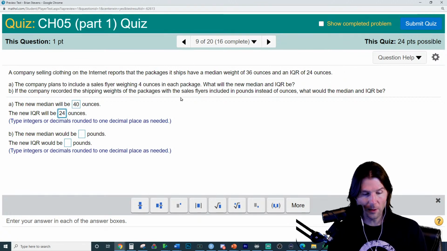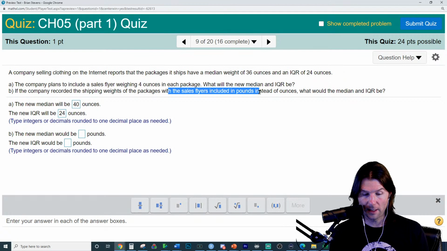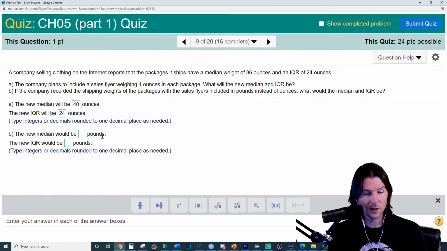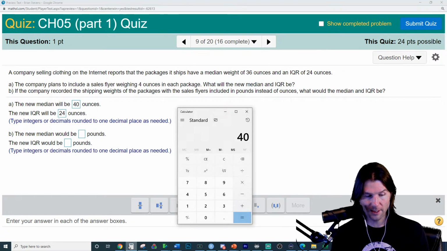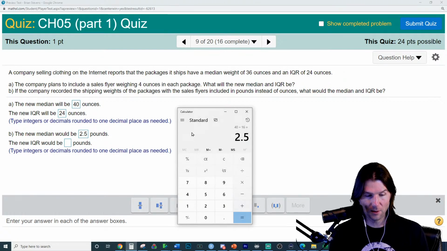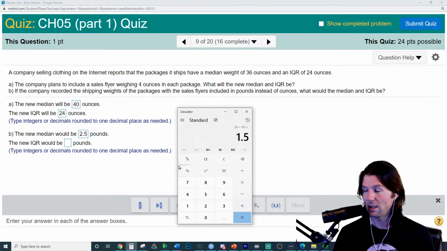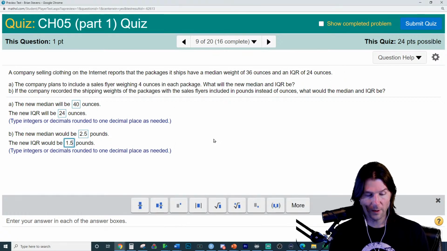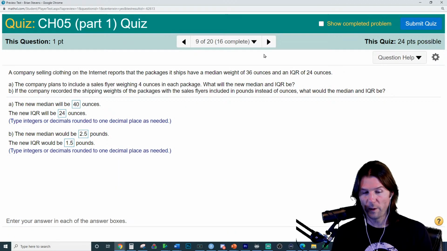If the company records the shipping weight of the packages with the sales flyers in pounds, so we have to know that there's 16 ounces in a pound. So now we would actually see a new median. Am I going to do this one correctly? I have flashbacks to every question I've ever gotten wrong. So now we're going to go right here and do 24 divided by 16. The reason I'm doing 16 is there's 16 ounces in a pound. And if Brian's done his math correctly, boom, we got it.